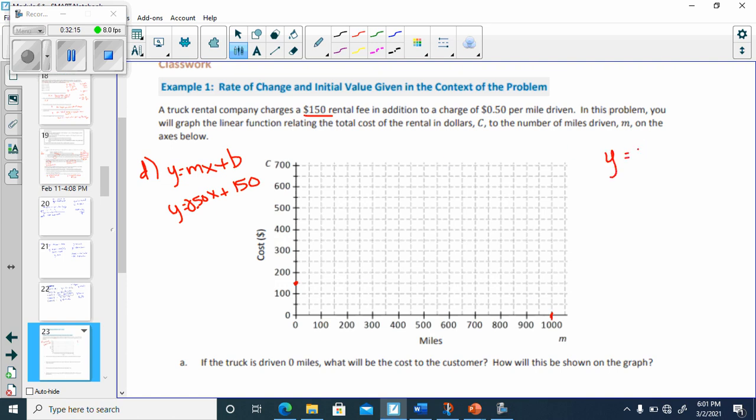If y is equal to 50 cents per mile times the number of miles plus 150, then the total amount we would pay would be equal to 50 cents per mile for 1,000 miles plus 150. That would be 500 plus 150, which would give me $650. Okay, there we are, $650.